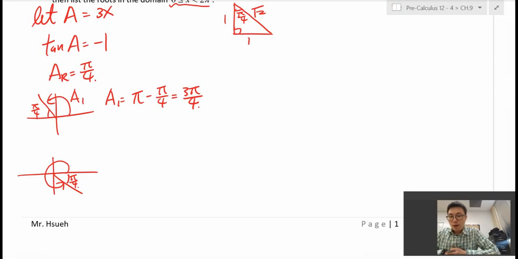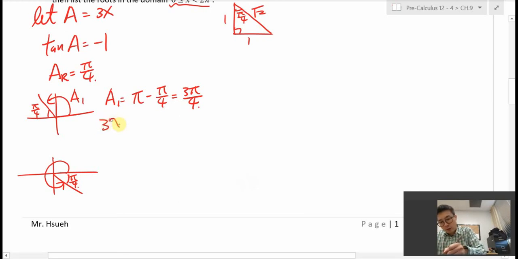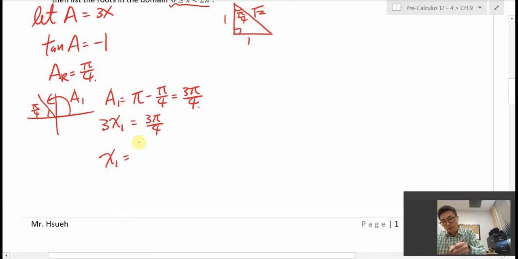So once I find my A1, I can find my x1. Because I said that A is 3x, that means 3x1 would have to equal 3 pi over 4. Right? A is equal to 3x, so this is A1, the same as 3x1, and 3x1 is equal to 3 pi over 4. Therefore, I can solve for x1 by dividing both sides by 3. 3 pi over 4 divided by 3 is simply pi over 4. So here's my x1.